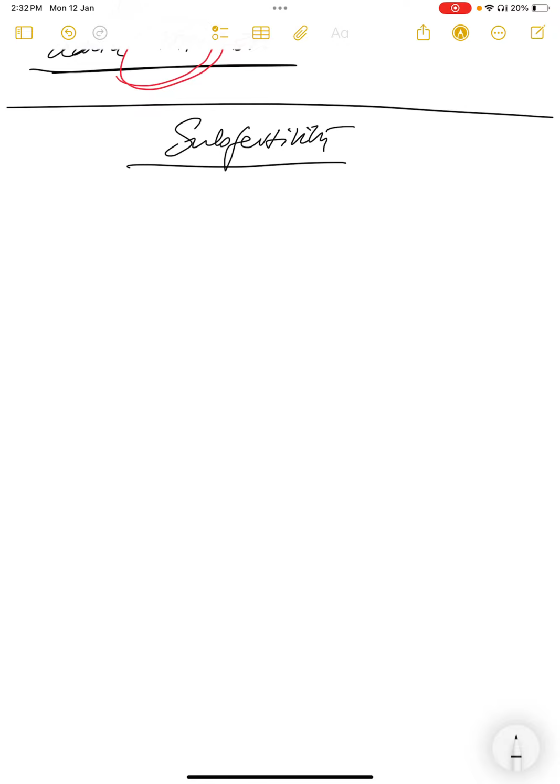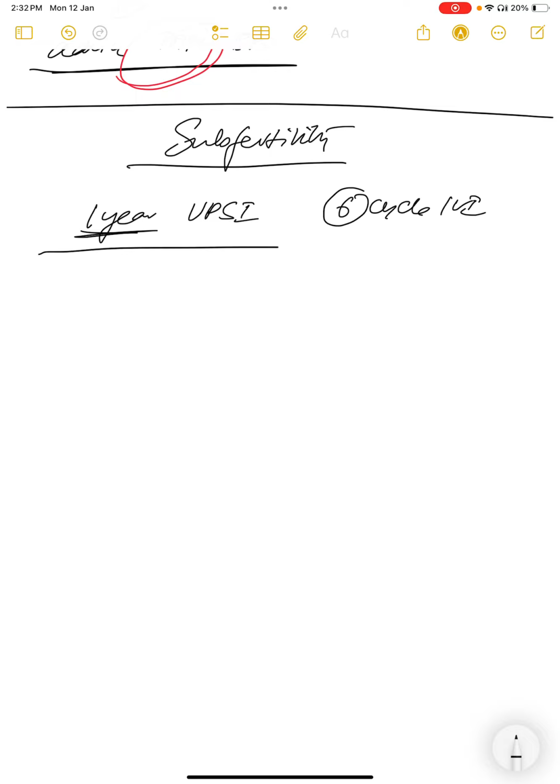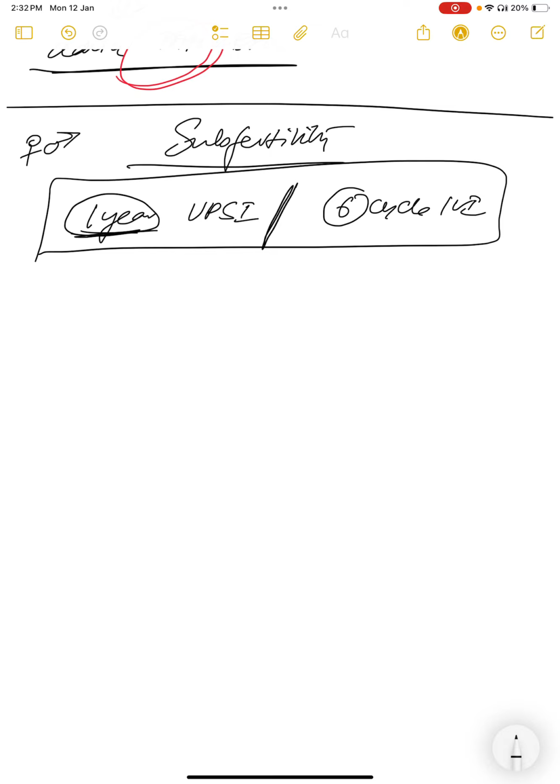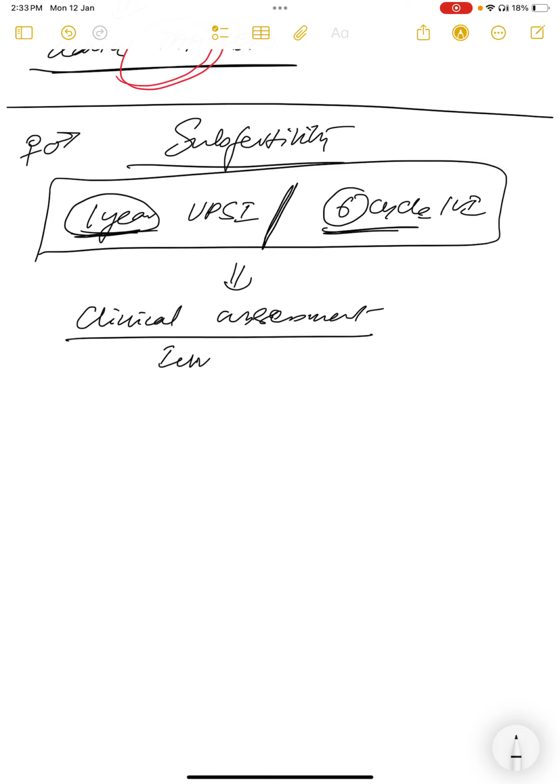Generally, we know that people will try with unprotected sexual intercourse for 1 year, or else if 6 cycles of IUI have been done. If a couple comes with 1 year of intercourse, or they have already tried 6 cycles of IUI, what is the first step? You will do a clinical assessment and investigations. What is clinical assessment? All history, examination, and all that, and then you go for investigation.